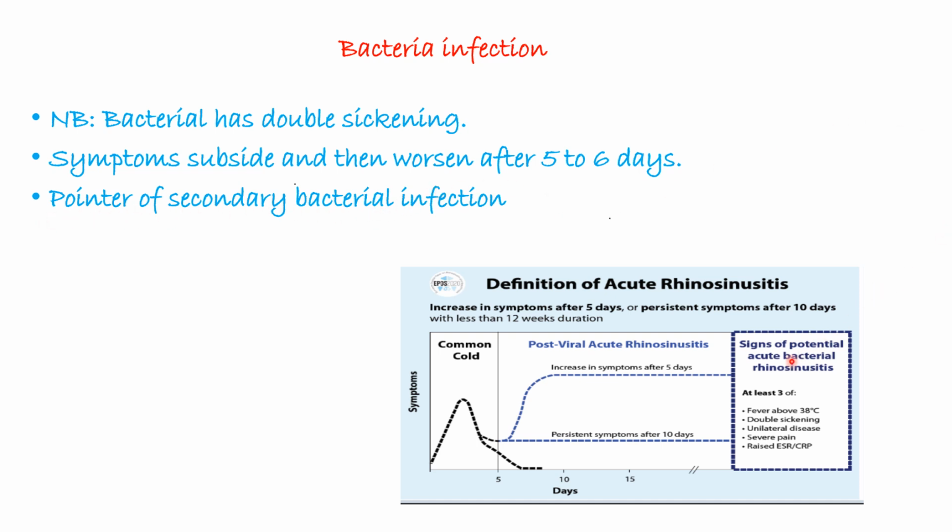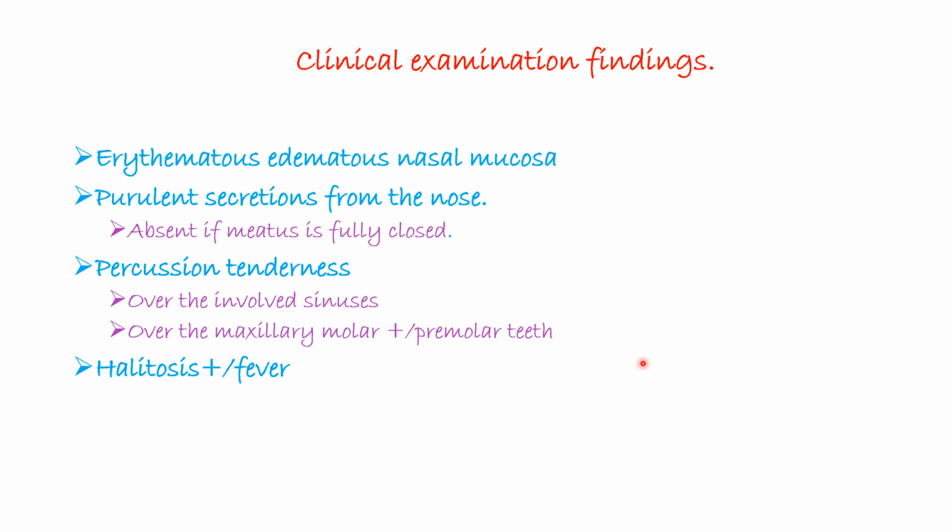In addition to that, when you have three of the following, you highly suspect bacterial infection. And this is when you have fevers above 38 degrees, which I've mentioned before, when you have double sickening, which I've also mentioned, when you have unilateral disease, meaning you have blockage of one nostril, when you have severe pain, and when you do your labs, you have elevated ESR and CRP. So what are the clinical examination findings?